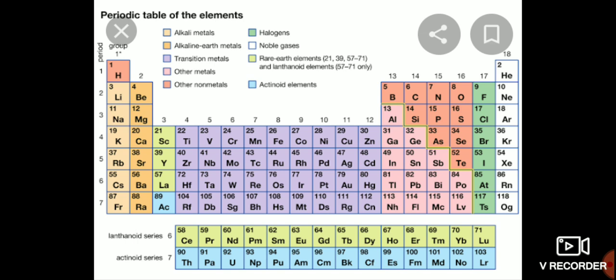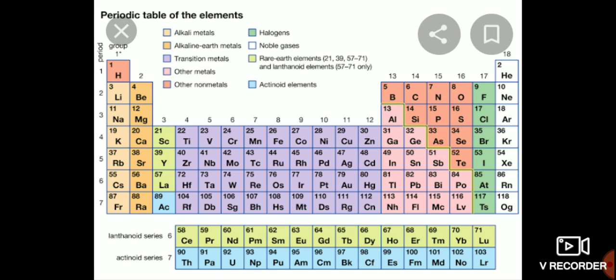Then the next one: completely separate the metals and non-metals and metalloids. Hydrogen is a non-metal, but it is arranged with the metals. The first two groups are metals, 3 to 12 are transition metals, and in group 13 only boron is a non-metal, while aluminum, gallium, indium and thallium are metals. Then 13 to 17 are non-metal elements. So metals are completely separated from non-metals.